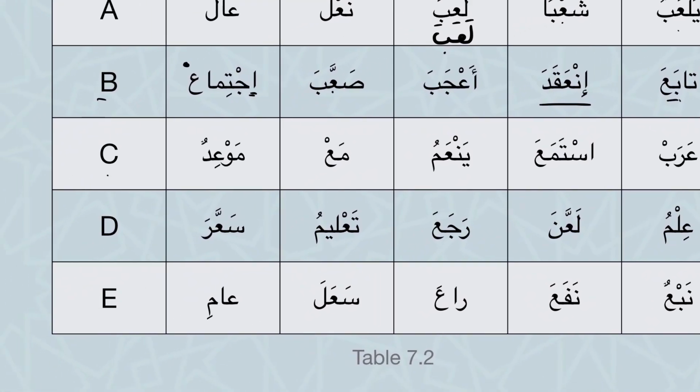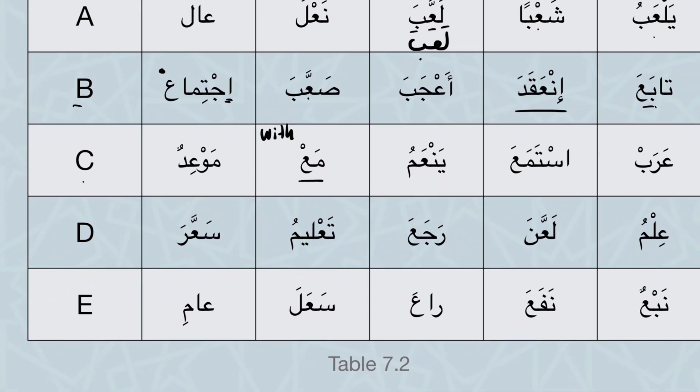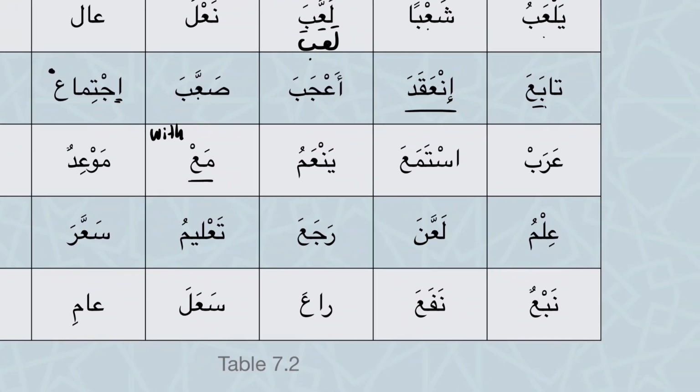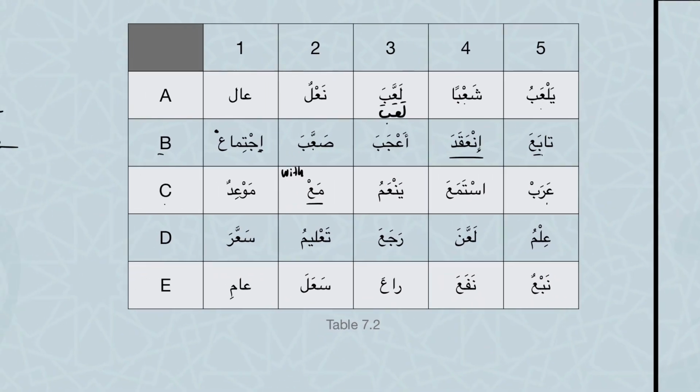Row C is موعد, موعد. C2 is actually a very important preposition you'll have to learn because it means with. I am with someone. مع, مع. Number 3 is ينعم, ينعم. Number 4 is استمع, استمع. Number 5 is عرب, عرب.